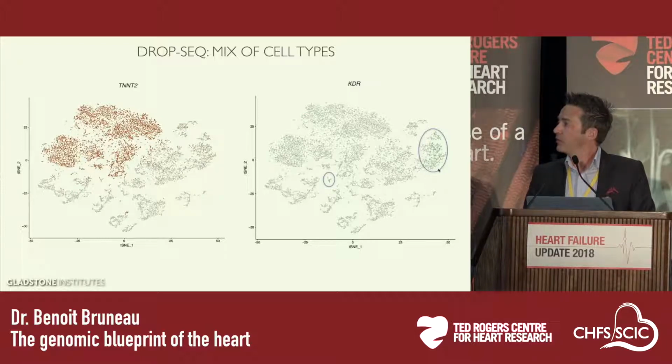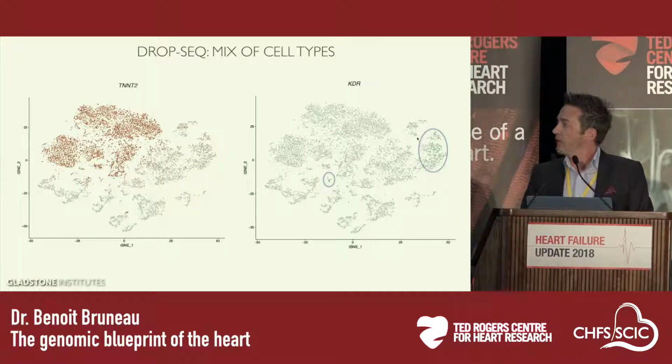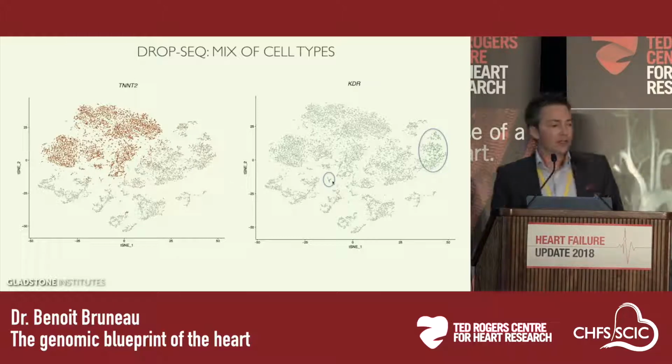And over here on the right is KDR, a marker of endothelial cells. And you can see that we have a large group of endothelial-enriched cells over here, and then this tiny, tiny little Y-shaped group of cells that we think is vascular endothelium based on its signature.